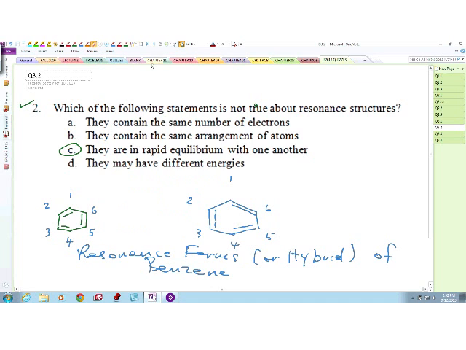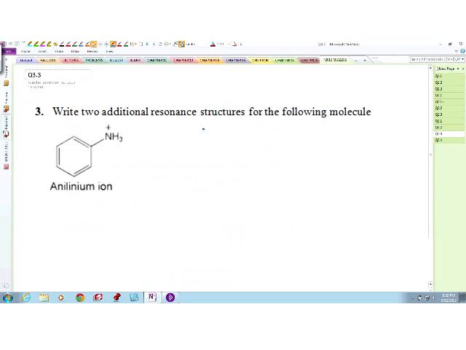So let me go ahead, and of course you guys know this is the double-sided arrow, the double-headed arrow, that is the symbol for resonance. Okay, next one.